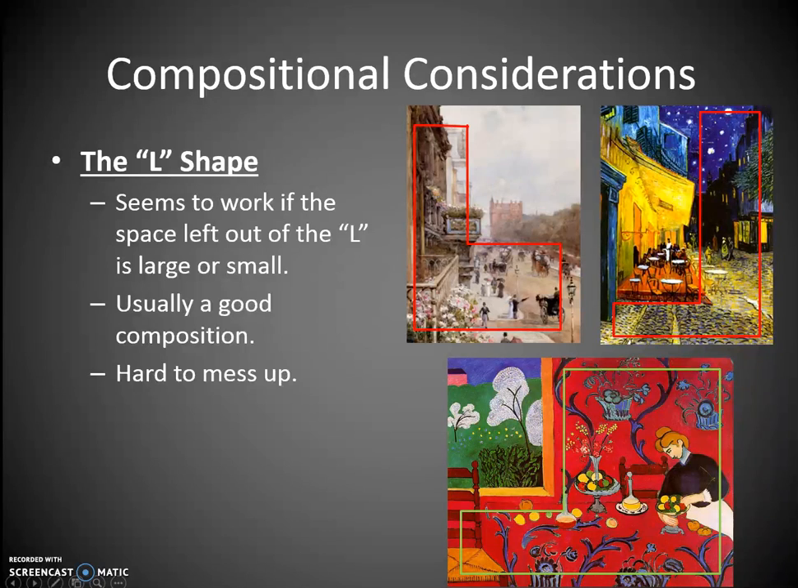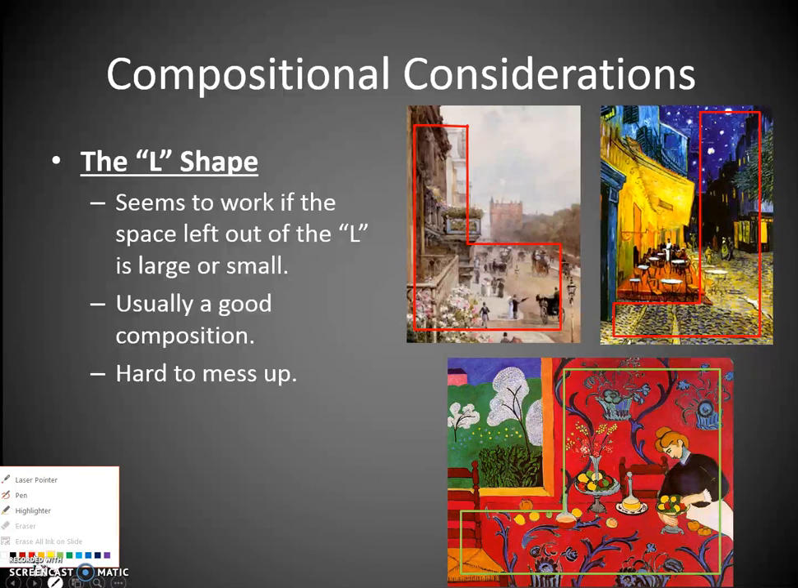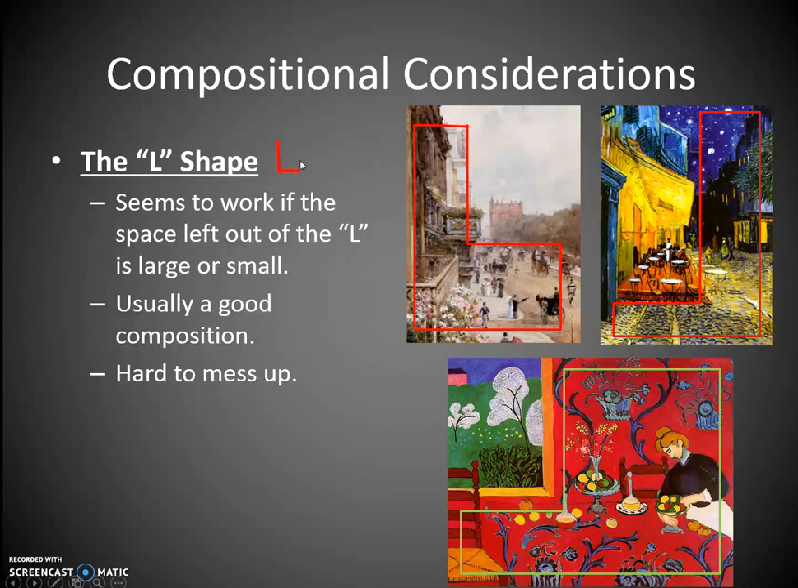Okay, our next compositional consideration is the L shape. Now, the L shape is very similar to the rule of thirds, okay? And we're going to be using an L to represent this composition throughout the semester. So, basically, the way that this works is you are creating an L in the composition. It seems to work better if the space left out of the L is large or small, all right? So it isn't about having a huge L, but it's really about using the space properly. This is a very easy composition to use. It's hard to mess up, and it usually creates an interesting composition.